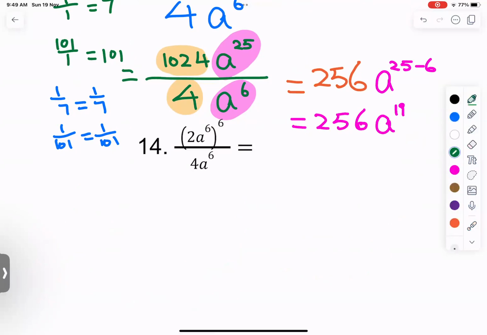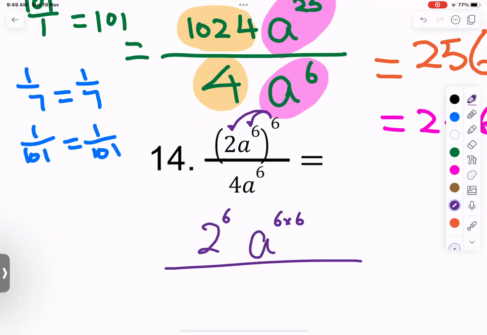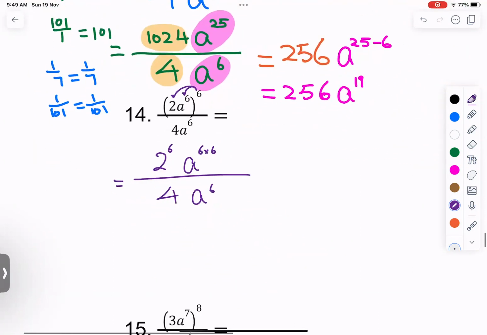Okay, pause the video. Try to understand on your own first. All right. So the power 6 outside goes here. It also goes here. So the 2 gets the power 6. And then the A also gets the power 6. It's multiplied. What is 2 to the power of 6? You can click that in the calculator, the arrow sign just below the big replay button, which you will get 64.